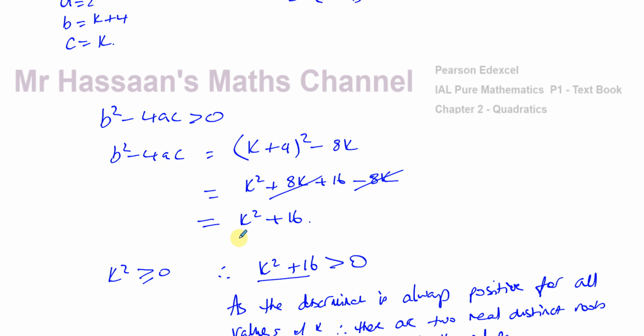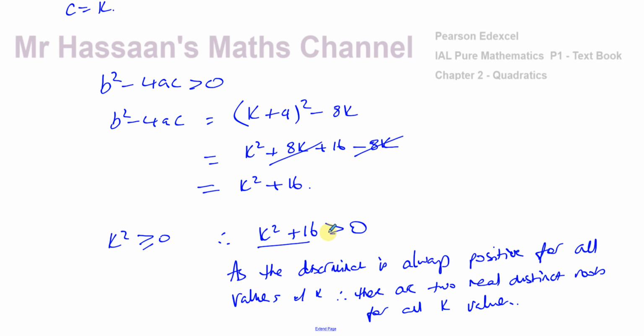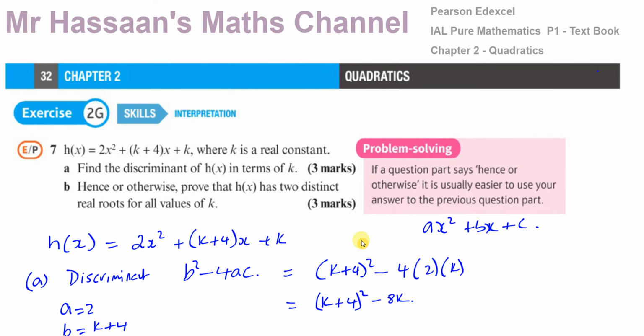You end up with an expression for the discriminant that can never be equal to 0 or less than 0. It's always going to be more than 0. So this is how you prove that statement. There we have the answer to this question.